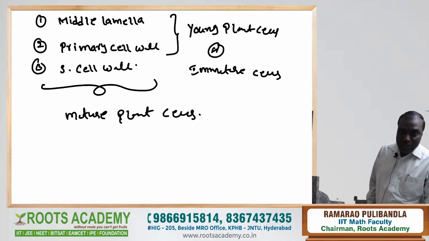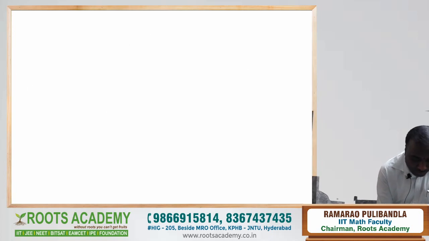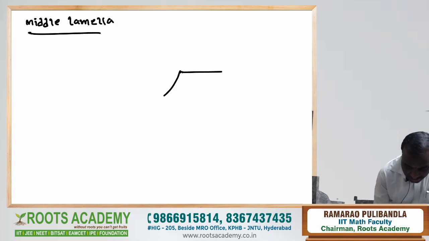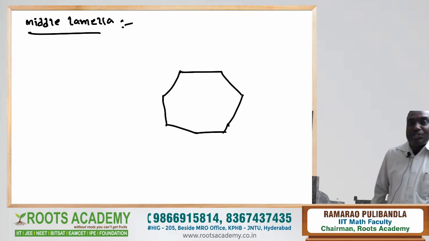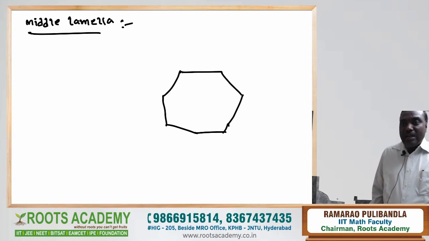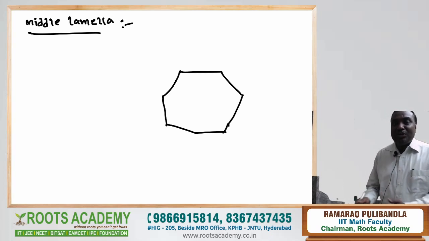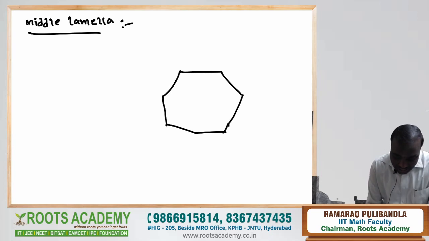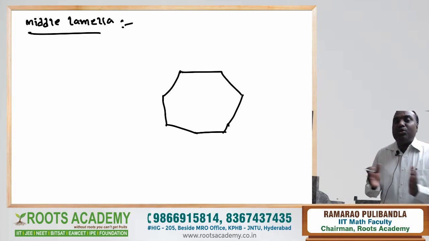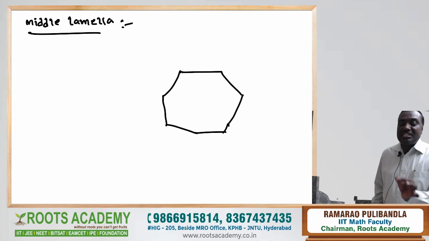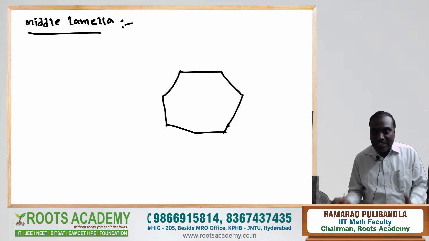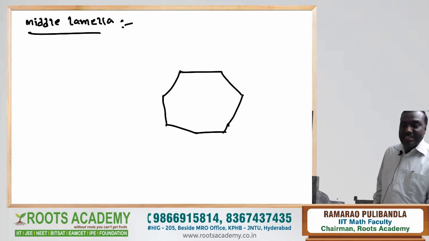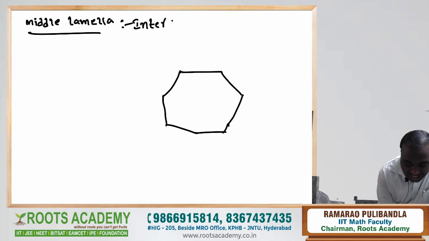Now let us see about individual wall layers. First of all, middle lamella. Middle lamella is the first formed wall layer. The middle lamella functions as a cemented layer between two adjacent cells. The middle lamella joins the two adjacent cells. That is why it is called the intercellular matrix. Middle lamella is considered as intercellular matrix because it joins the two adjacent plant cells like a cemented layer. Hence it is called the intercellular matrix.